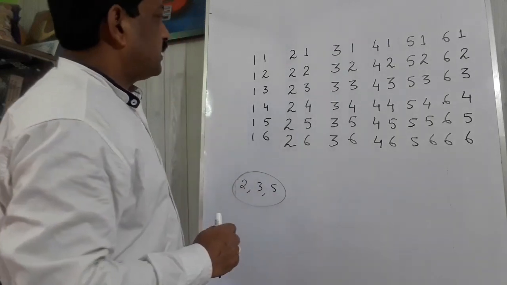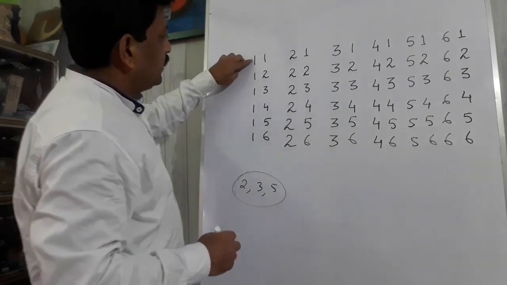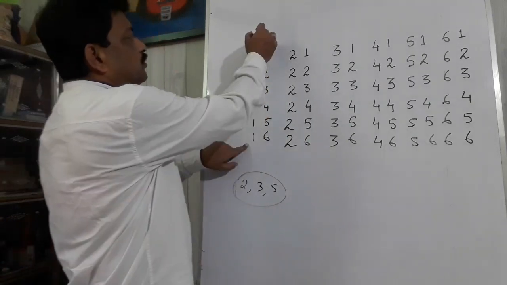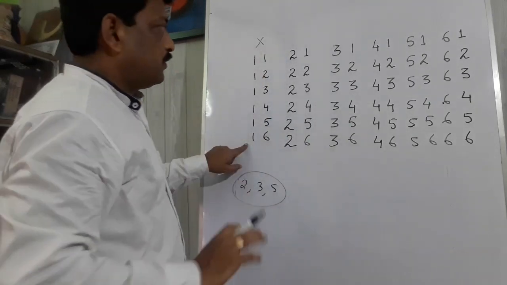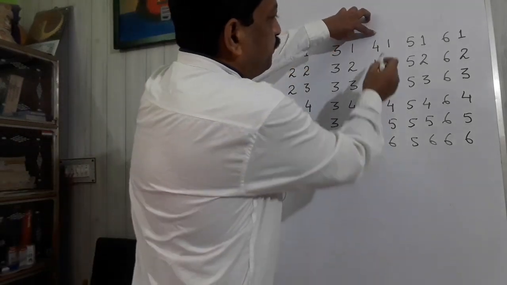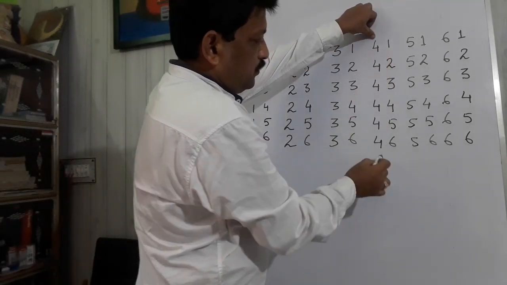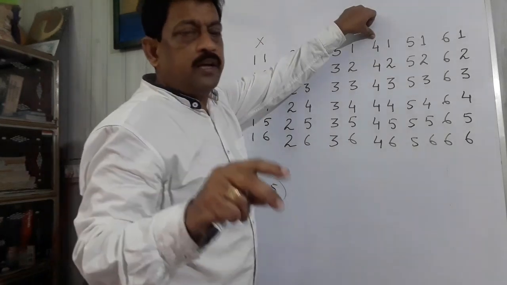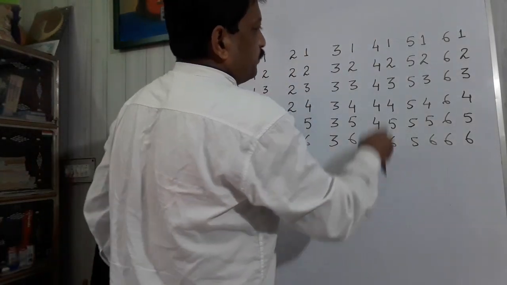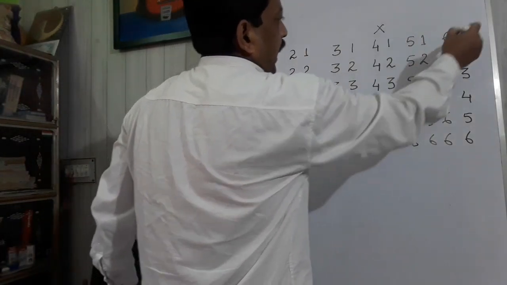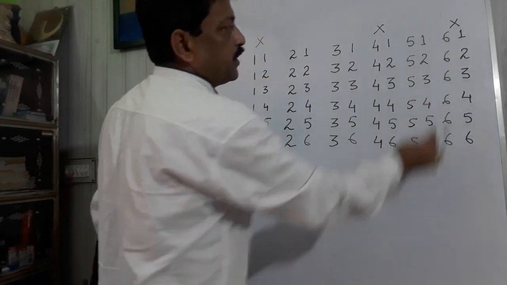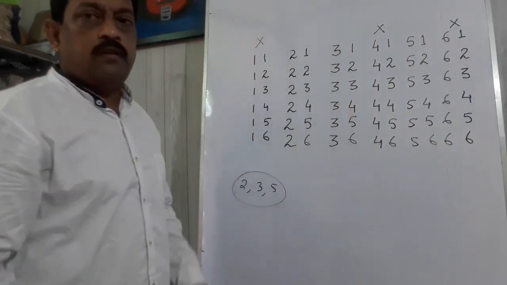So how many cases are there? Now see, 1 is not a prime number, so this row I cannot take, leave it. 4 is also not a prime number. I want a prime number on both the dice, but here is 4 which is not prime, so this row is also cancelled, and so is this row. 6 is also not a prime number, so these 3 rows are already cancelled.